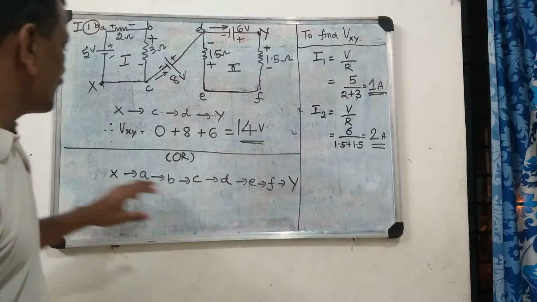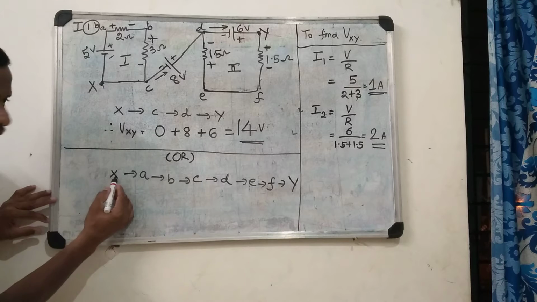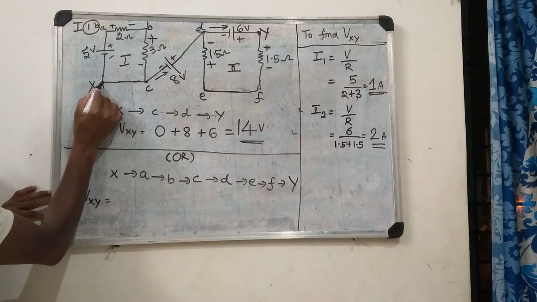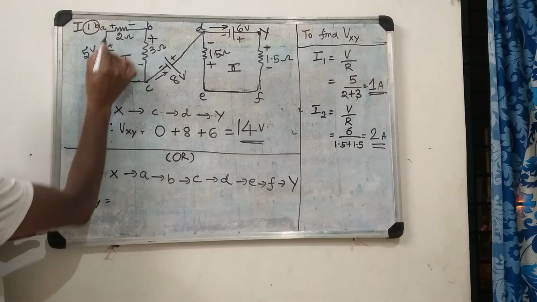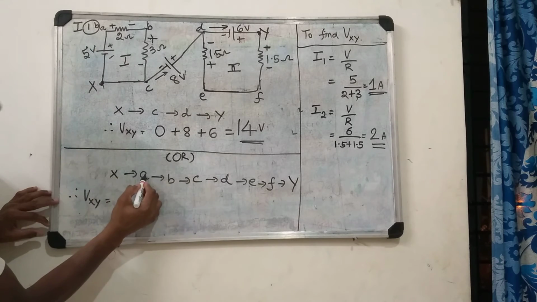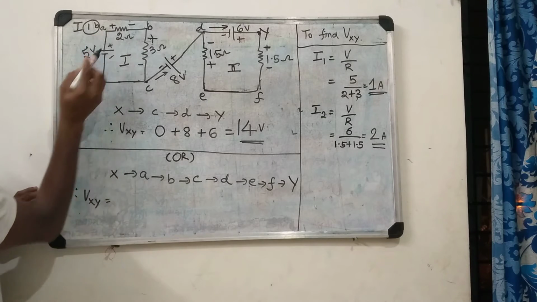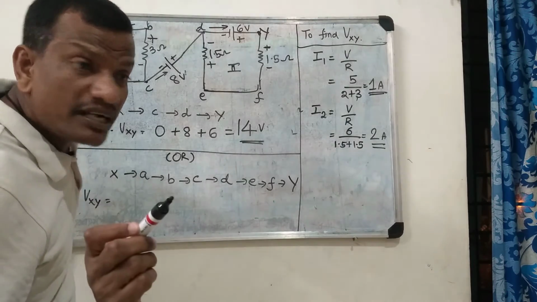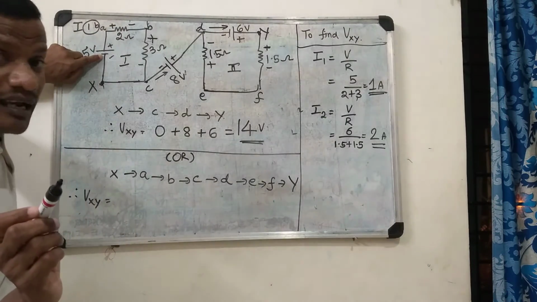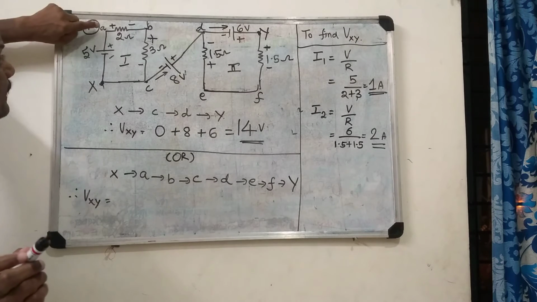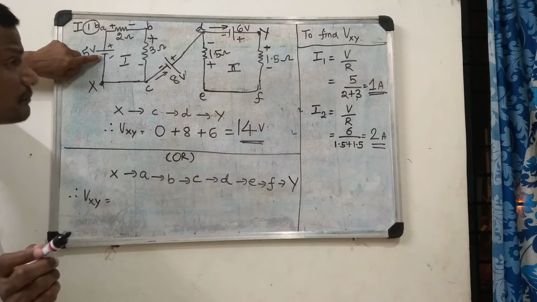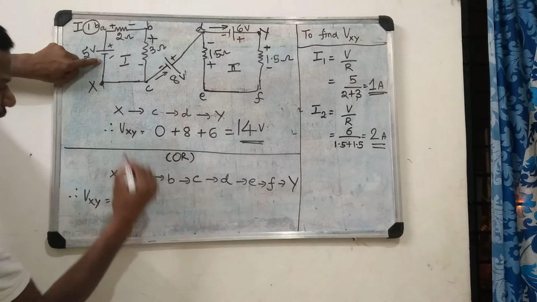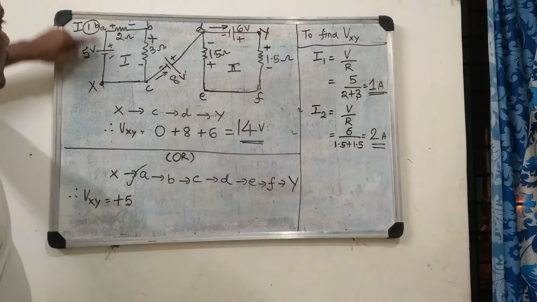Now everything is over. Come to this. Therefore Vxy is equal to, I started from X, moving towards A. When I am traveling from X to A, which terminal am I touching first? I am touching the negative terminal. Therefore, take this value as plus 5. This is over. Now you are in A.